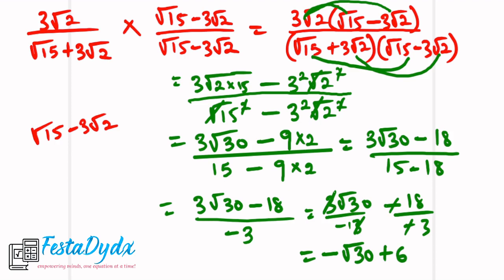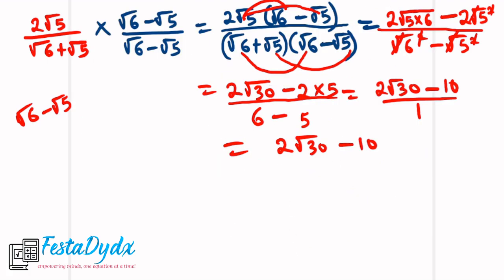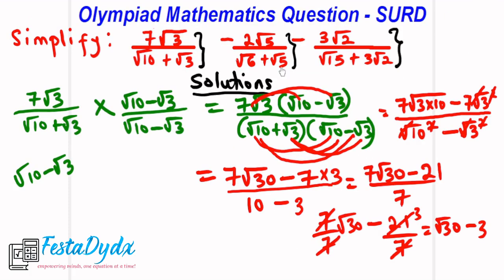So what we have to do now, we have to go back to the question and bring these answers together. So take note, what we got in the third one is minus root 30 plus 6. Then in the second one, we got 2 root 30 minus 10. And in the first one, we got root 30 minus 3. So let's bring all these answers together.